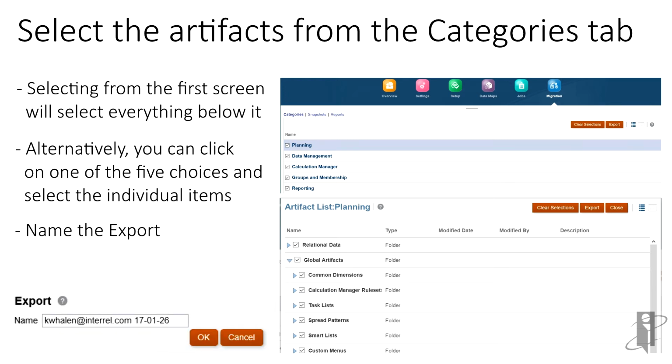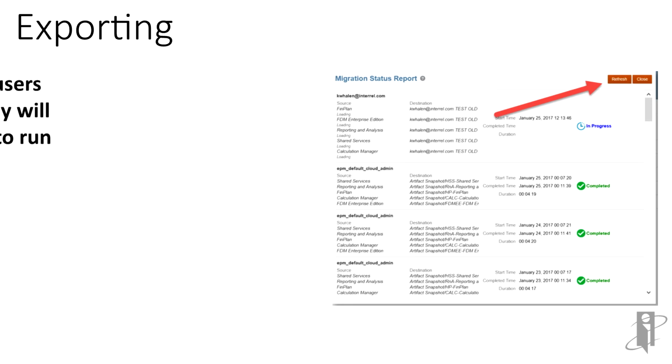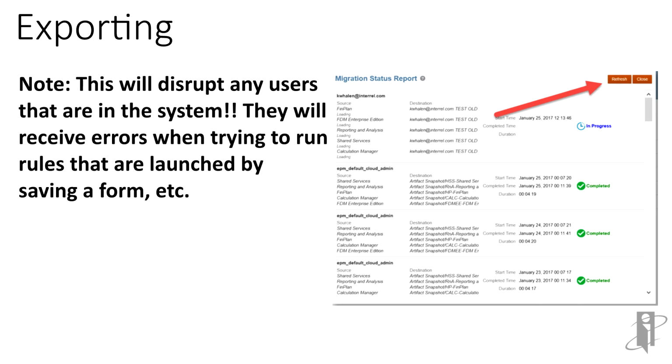Then you're going to need to name the export. The default name is your username and date. I suggest making something that you'll remember a little bit better. Once you've hit OK, you'll see the migration status report. Note that this will disrupt any users in the system. This is so important that I used 2 exclamation points, even though 1 probably could have sufficed.